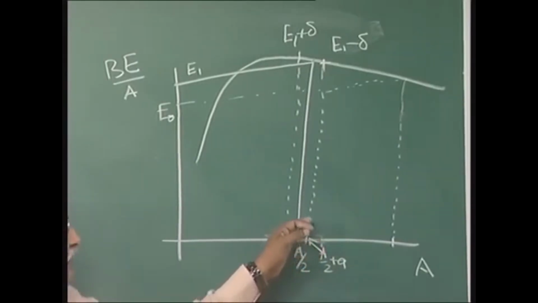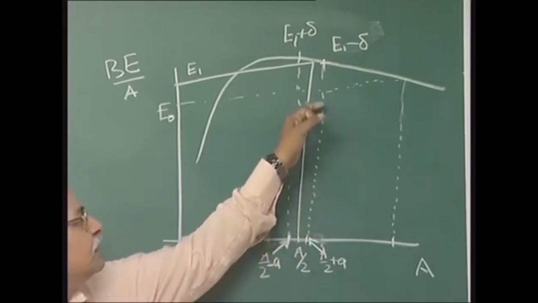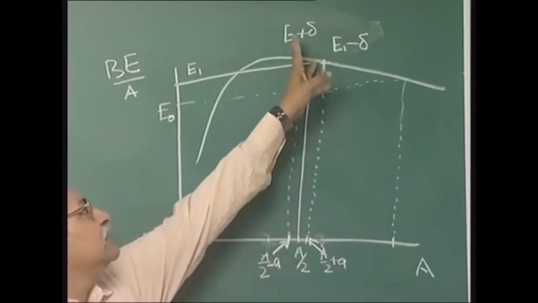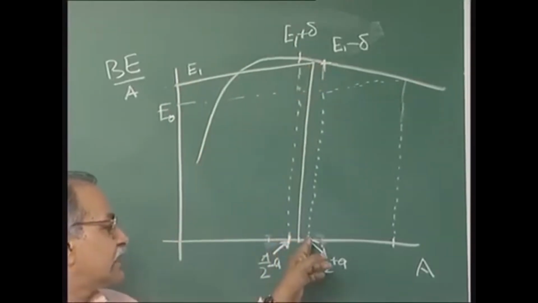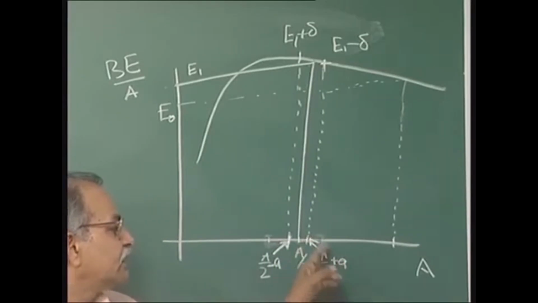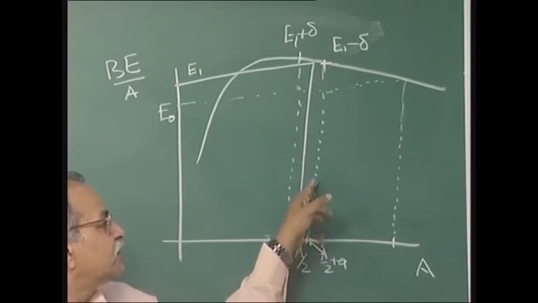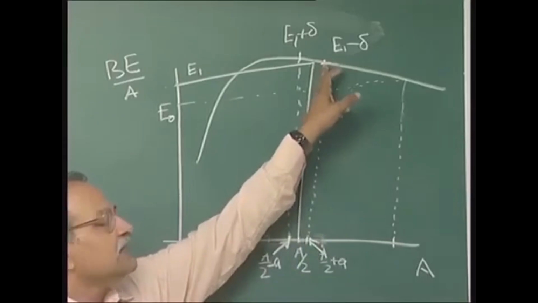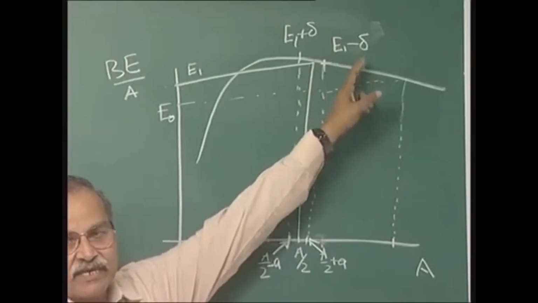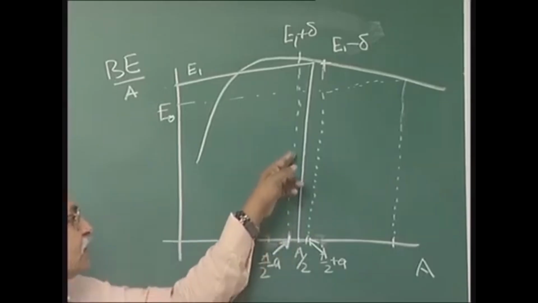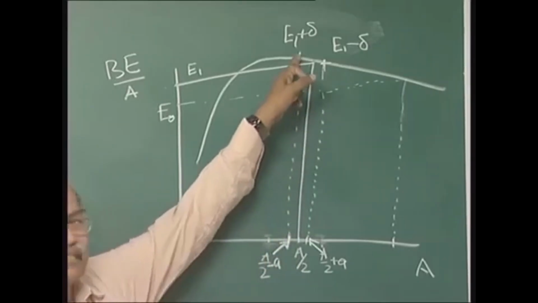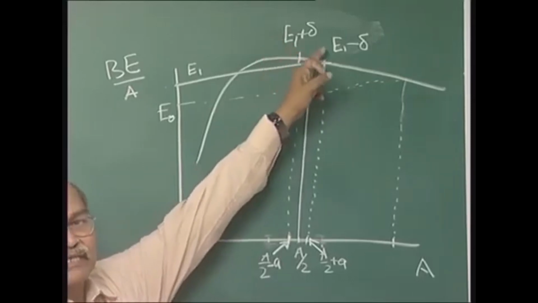At A by 2, I take the binding energy per nucleon to be this E1. And then for the fragment with slightly larger A value, that is A by 2 plus small a, the binding energy per nucleon value will be smaller than E1, that I am writing E1 minus delta, and for the fragment with mass number A by 2 minus a, that is here, the binding energy per nucleon value will be slightly more than E1. So, that I am writing E1 plus delta.